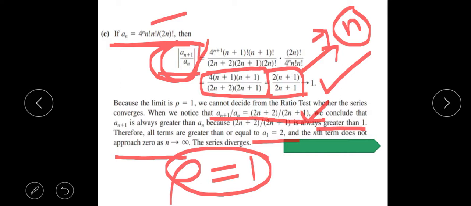The nth term of the sequence does not approach 0 as n tends to infinity. This can be easily verified, and if you remember the necessary condition for the convergence of an infinite series, the limit of the nth term must be 0 when n tends to infinity. But here if you test, you will get that the limit does not approach 0 as n tends to infinity. So we can conclude that the series is divergent.